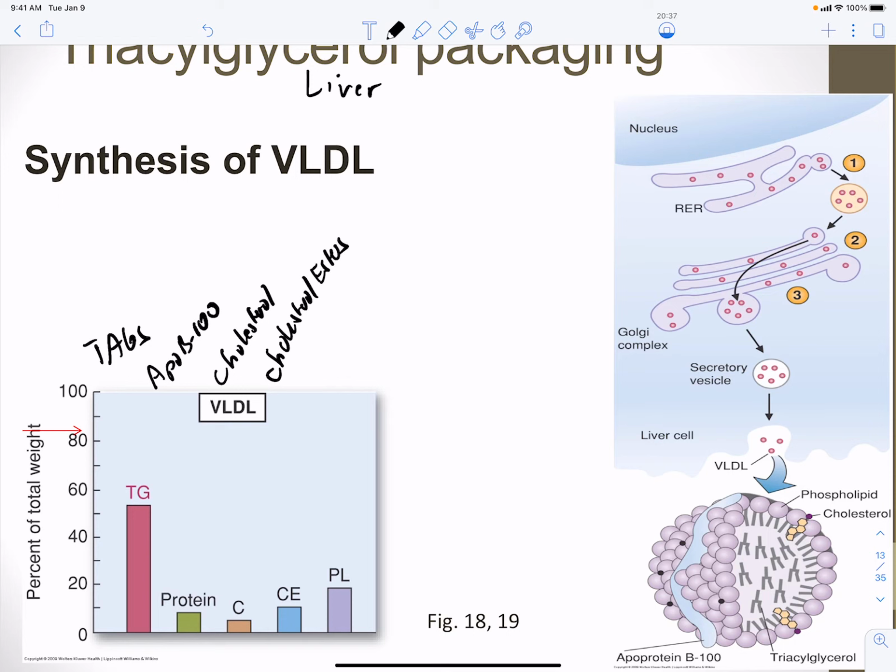And then it's going to have different proteins. The proteins are all going to be synthesized on your endoplasmic reticulum, of course. Same thing as always done with proteins. Goes to the Golgi complex, goes into a secretory vesicle, and then it gets incorporated into the very low density lipoprotein particles. So on the surface is also going to be phospholipids.